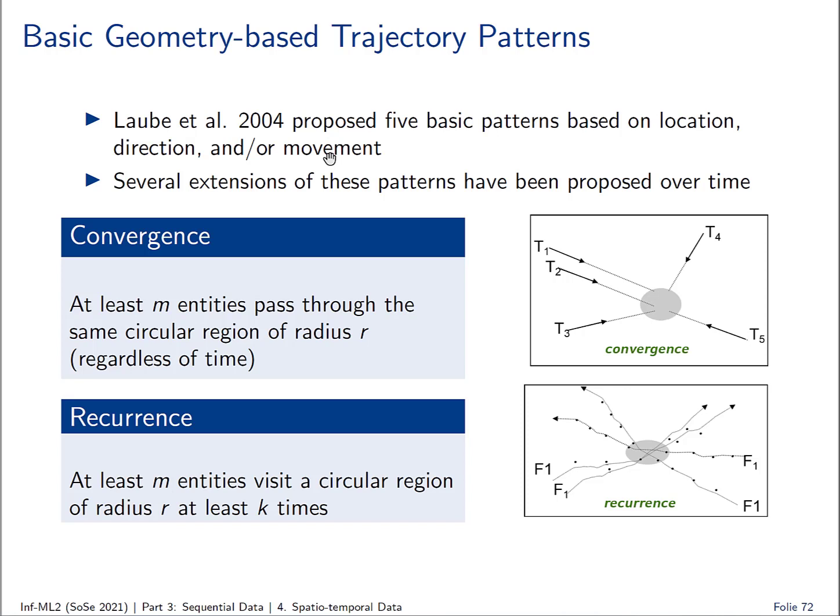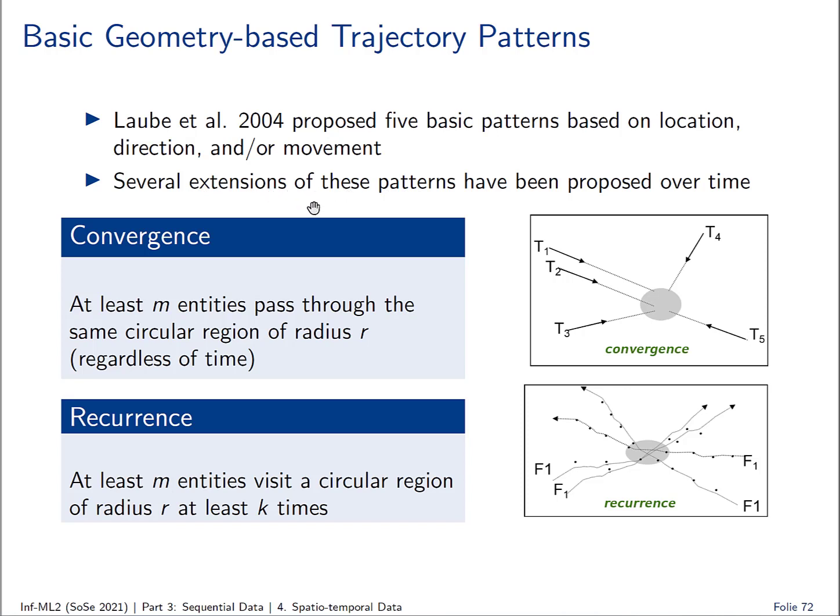So we know the movement and the direction of movement of the objects because we consider spatial locations over time and the change of spatial locations over time. Yeah? So 5 basic patterns based on location, direction, and movement, and of course there have been several extensions proposed to these patterns over time, but we will just mention the 5 basic ones.